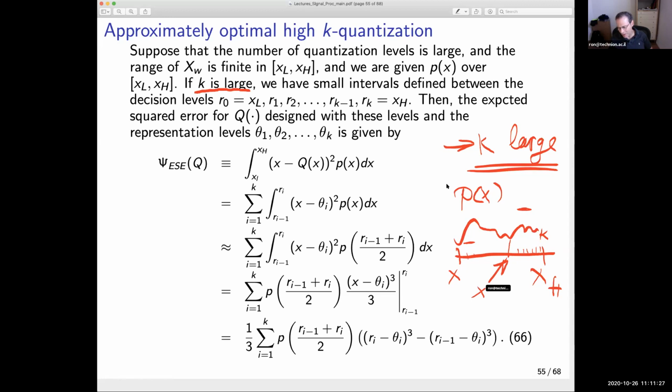And now what I would like to do is find my quantization function. So let's write explicitly the error. The error would be xi minus theta I, multiplied by the probability function. And now I will further assume that the probability function is a smooth function.